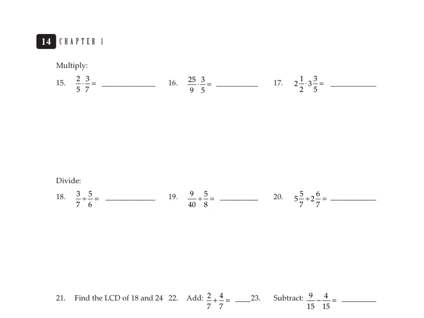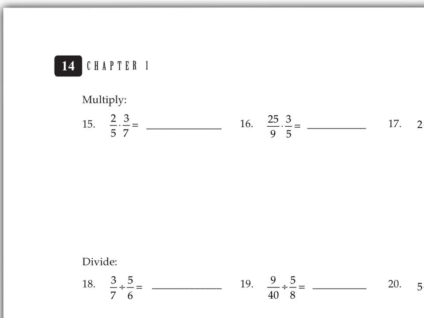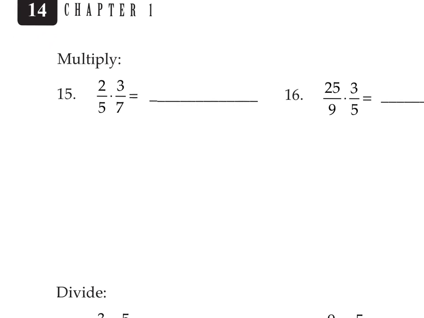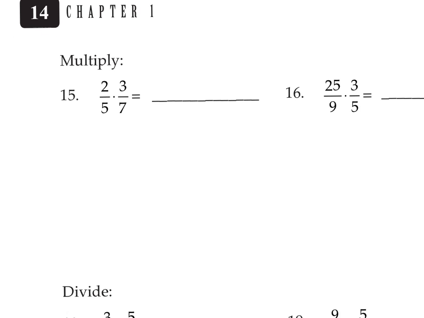Okay, so here we have the next page of fraction questions. We're going to start with some multiplying. To multiply fractions, we multiply top times top, bottom times bottom, and then of course we reduce if we can. 2 times 3 is 6 in the numerator. 5 times 7 is 35 in the denominator. 6/35. 6 and 35 don't have any common factors, so no reducing needs to happen there.